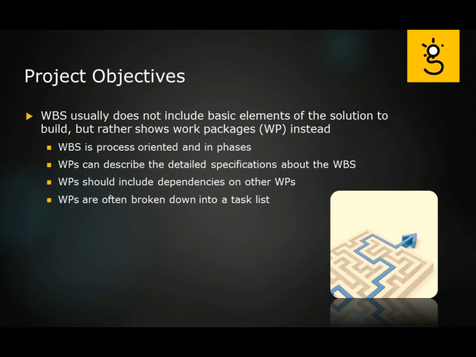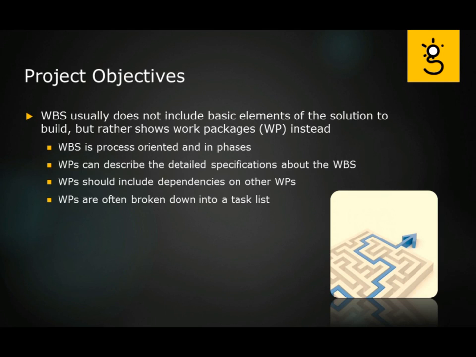Now, the work breakdown structure, the WBS, usually does not have the basic elements of the solution to be able to build, but rather it shows those basic elements as what we call work packages. So now we have OBS, WBS, and WP for the work packages. Now, WBS, I should say, is process-oriented, and it's done in phases, whereas the WPs are described as the detailed specifications, you know, the workhorse of what makes the WBS happen.